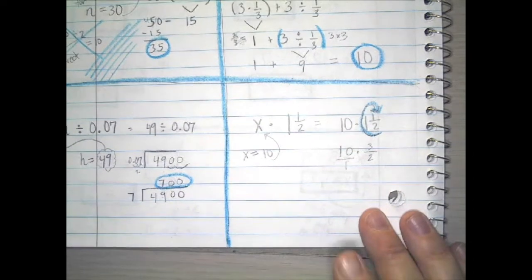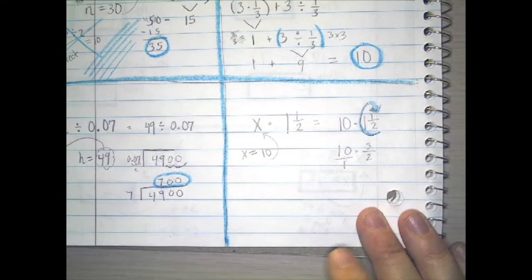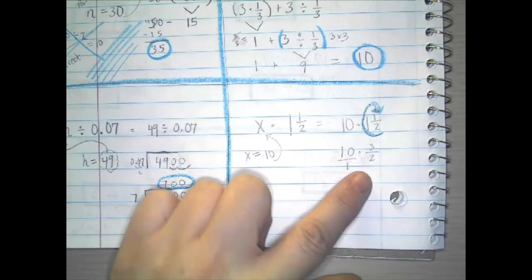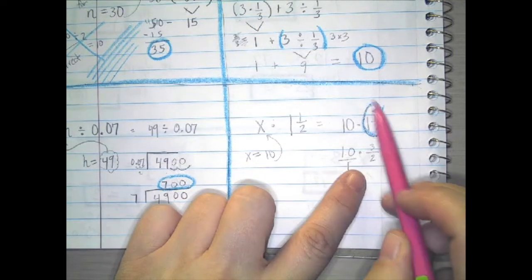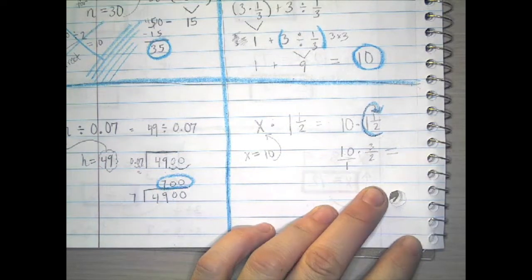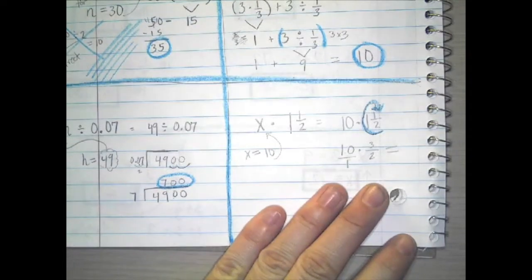Now I'm looking at 2 different fractions. I'm looking at 10 over 1. Anything can be over 1. For example, I have right now 1 over 1 pencils. It's just one whole, right? You can throw a 1 underneath anything. So 10 over 1 is the same as 10. And then I kept my 3/2 because I changed that into 3/2.